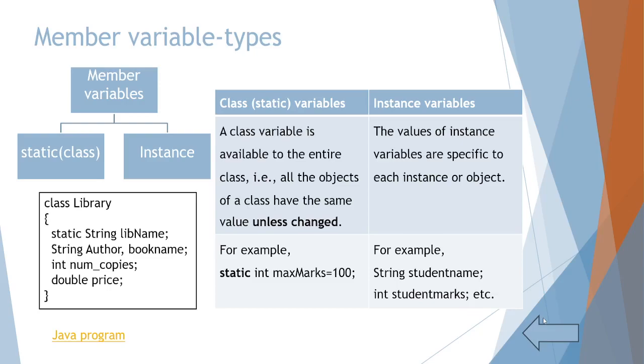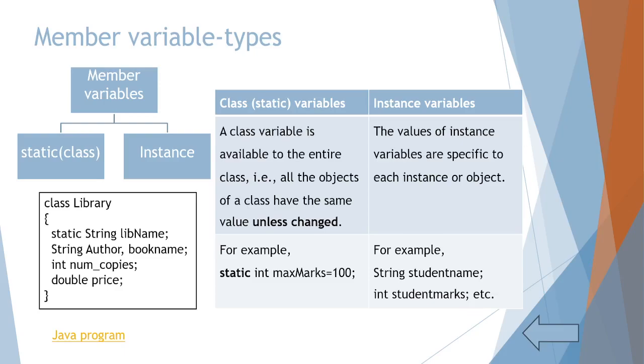The member variables are again divided into static or class variables, and the second one is instance variables. Look at the example: class Library, static string libraryName, then string author, bookName, int numberOfCopies, double price. If we see author, bookName, numberOfCopies, price, these are separate for each book. Maybe for number of copies, 3 books are available in the library.